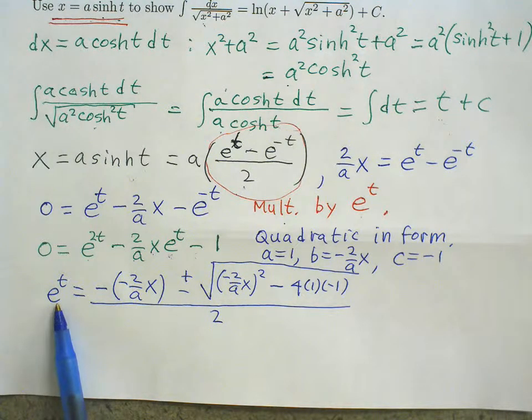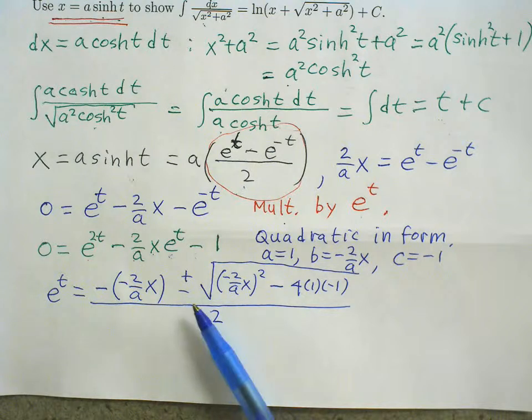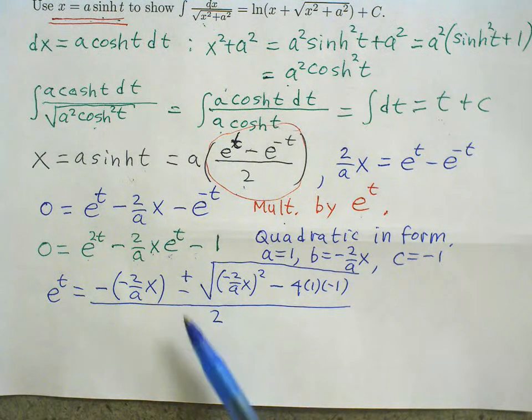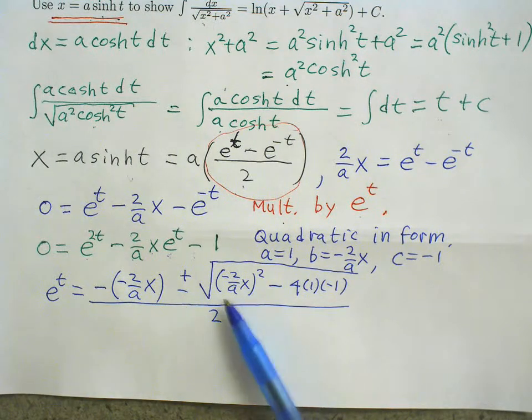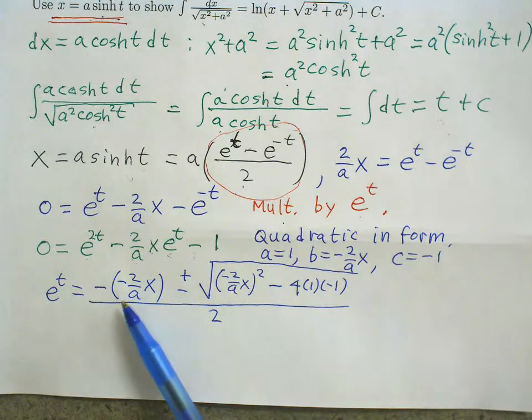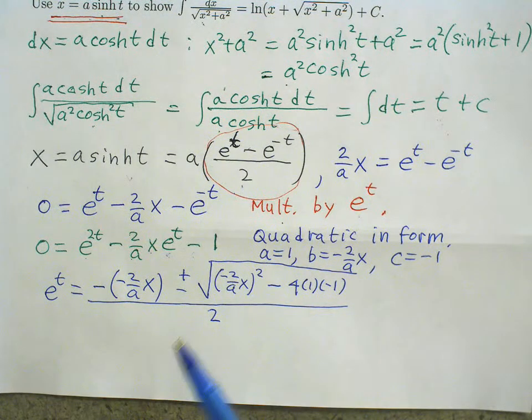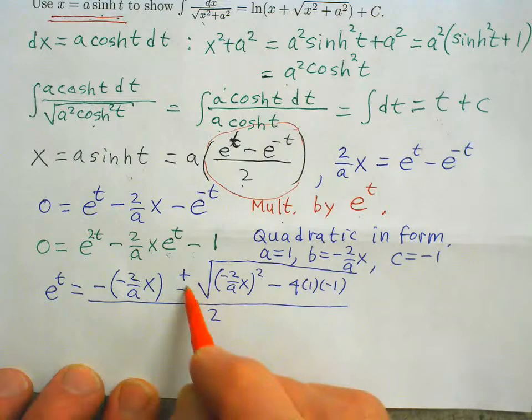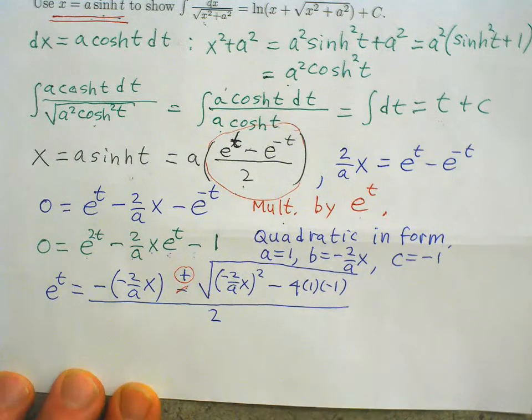Remember that e to the t is always greater than 0. For any real number t, e to the t is always positive. So if you look closely at what we have over here, we can ignore the solution that we get by subtracting, because the expression that we're subtracting is bigger than the expression that we're subtracting from, which would make the e to the t value negative, which is impossible. So we're going to ignore the minus solution and focus on the plus.